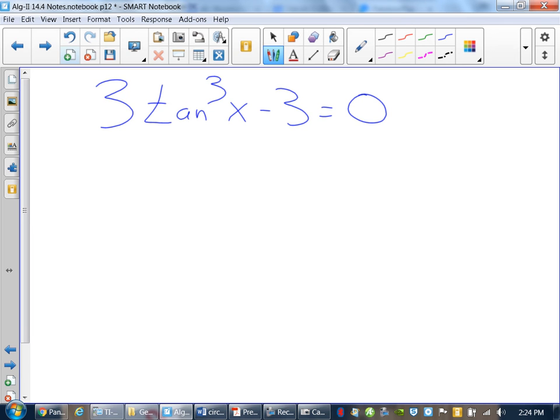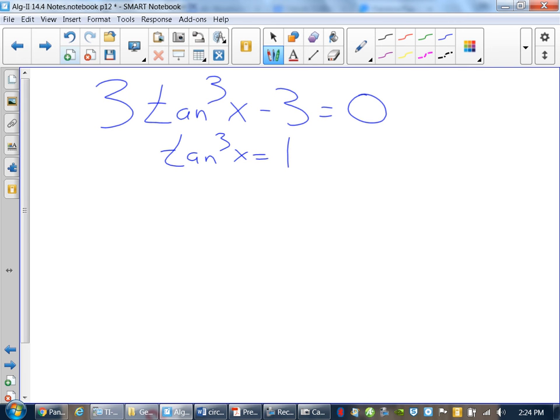All right, so I have 3 times tangent cubed of x minus 3 is 0. Very good. Everybody okay with the first couple of steps to be add 3, divide by 3? Yes. Okay. Now, a lot of times when you're seeing these problems, if you want to skip ahead a little bit, by all means, I have no problem with that. So you have tangent cubed of x is 1.